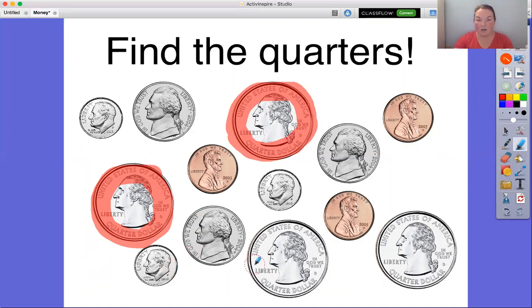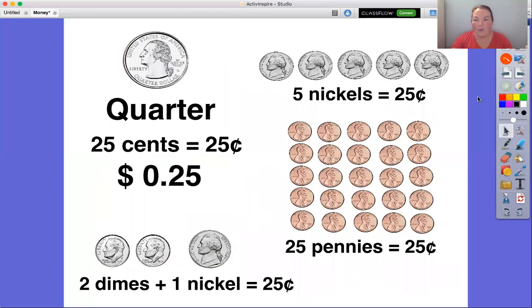Right here, is this a quarter? Yeah, this is a quarter. Do you see we have one more quarter? Do you see it? There it is, quarters. Good job, you guys, finding quarters. Okay, now we're gonna get tricky because a quarter is worth 25 cents. And 25 cents looks like this.